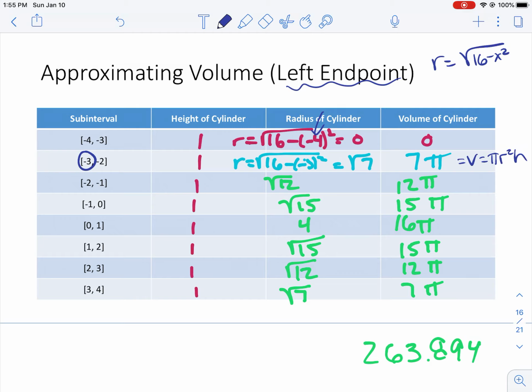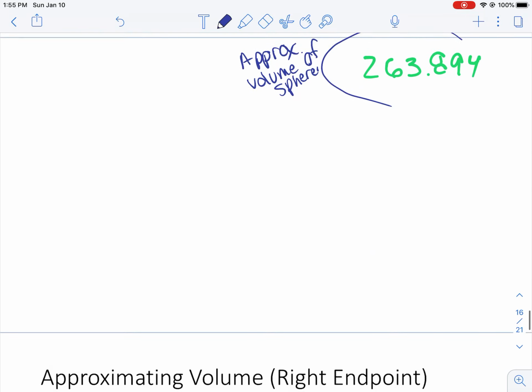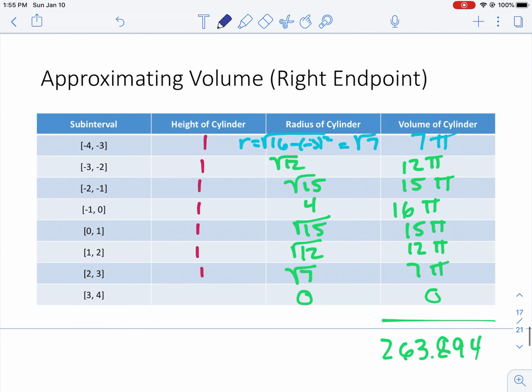If you add all of these volumes up, this is saying that your approximate volume of the sphere using the left endpoint as your estimator is going to be 263.894. Okay, again, I'm going to let you pause the video at this point. Do the same thing using the right endpoints. Notice that what happens is now in this first interval, you do have a positive volume, and in the last interval, you have a volume equal to 0.